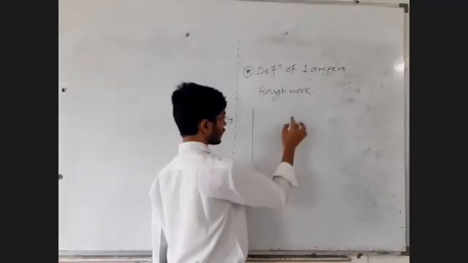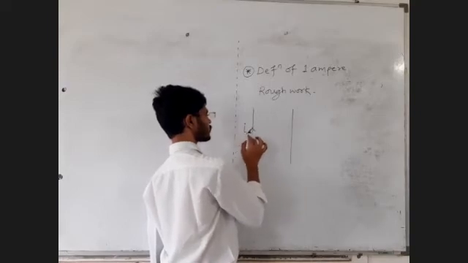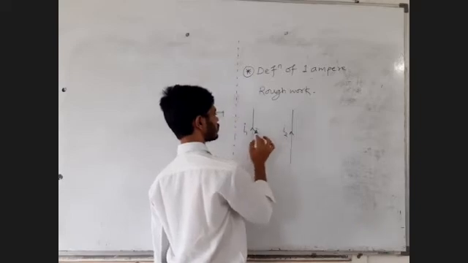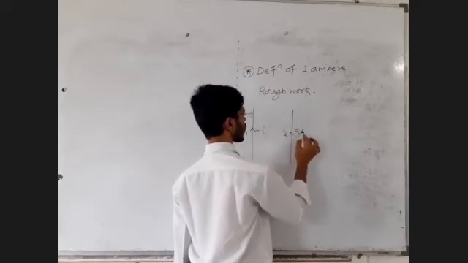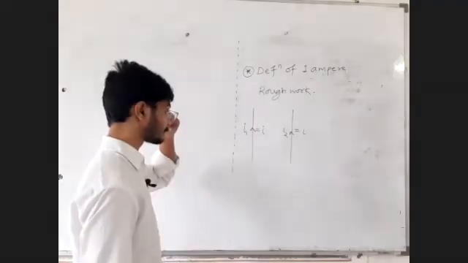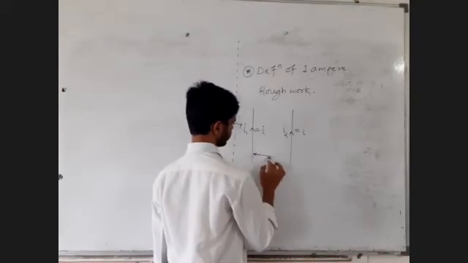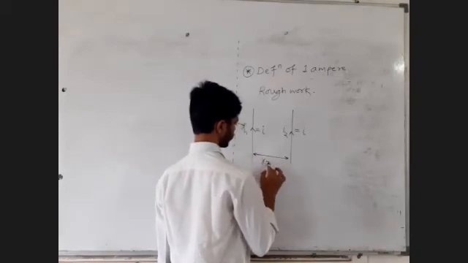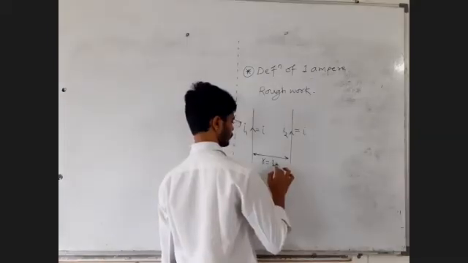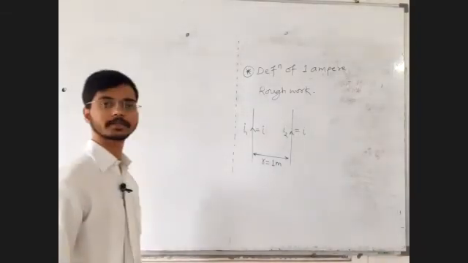Let us take two parallel conductors. Current in the first, current in the second. Let us take both these currents equal. Let us take the separation between them as small r. Let us take the distance between them, deliberately, as 1 meter.